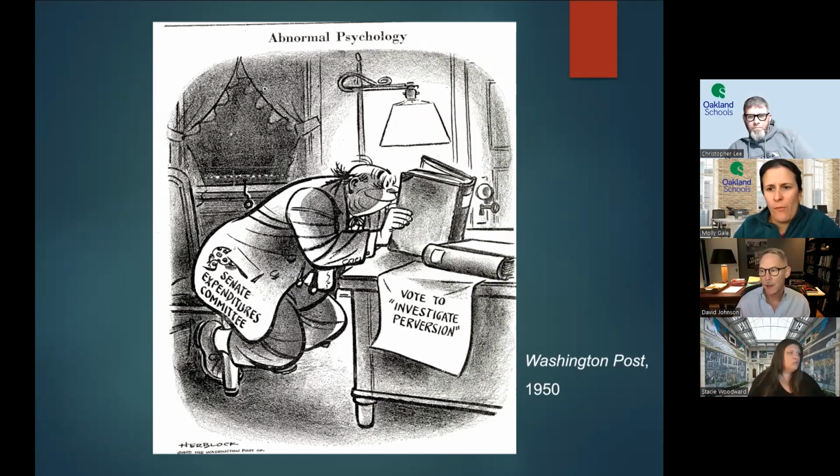But they couldn't find any evidence for it. They would ask the witnesses, do you have any evidence? Do you have any examples? And they didn't have any.